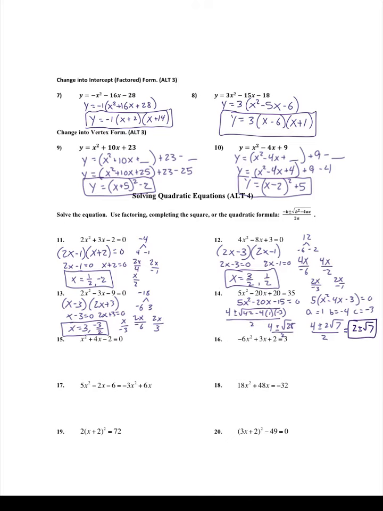Number 15, we can't factor again. So we're going to use A is 1, B is 4, C is negative 2. Negative 4 plus or minus the square root of 4 squared minus 4 times 1 times negative 2, all divided by 2.